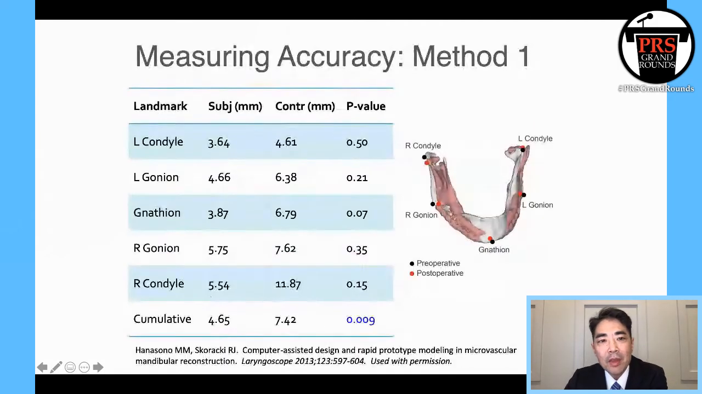Then measuring accuracy, that's always been a challenge in reconstructive surgery, as I'm sure as well in aesthetic surgery. And how do you do that?